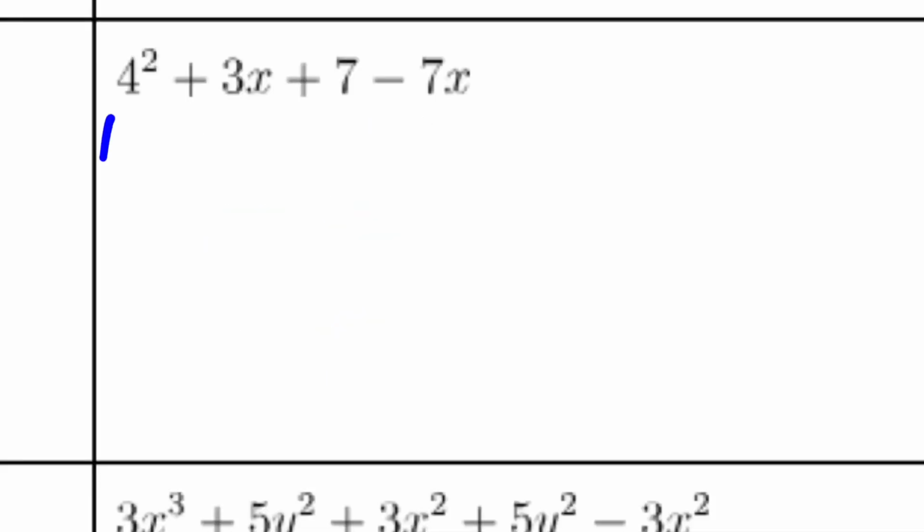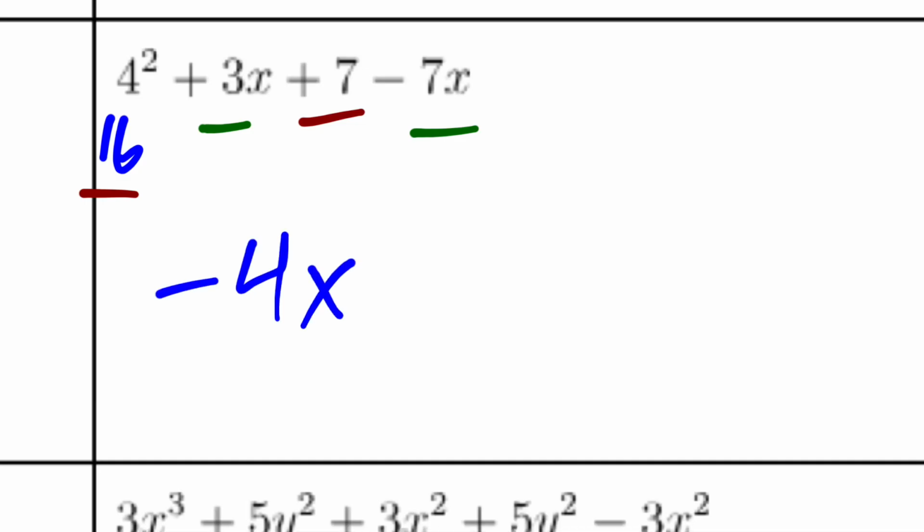4 squared can be rewritten as 16. I have my constants, 16 and 7. And my x terms, 3 and negative 7. Pay close attention to those negatives, because this will pull it into negative 4x plus 23.